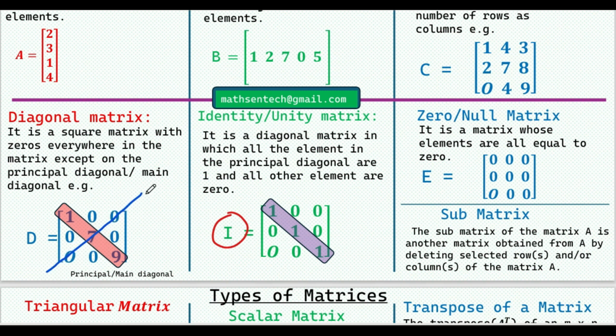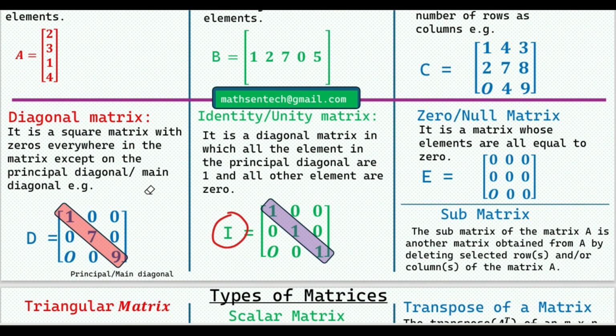In this case, we are talking about the main diagonal. So a diagonal matrix is a square matrix with zeros everywhere except in the main diagonal. You can see in the matrix there, the main diagonal has 1, 7, 9, and all other elements are zeros. So that's a diagonal matrix. Then we have the identity matrix, which we'll actually be using quite a lot as we go on in this topic.